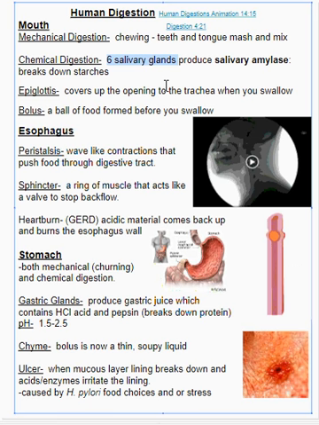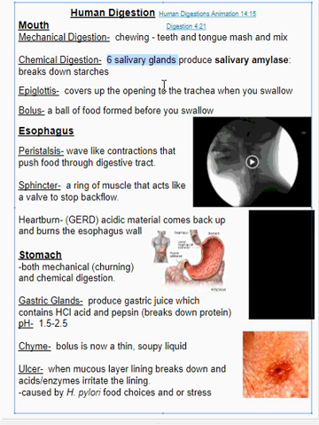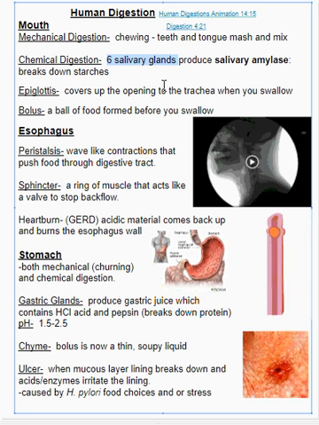You have 6 salivary glands. They come in 3 sets or 3 pairs. There's one directly underneath your tongue, which is known as the sublingual. There is another pair below the tongue towards the back of your mouth, and you have 2 more that are up above your mouth towards the back. They all produce the enzyme salivary amylase. Salivary amylase's job is to break down carbohydrates or starches.